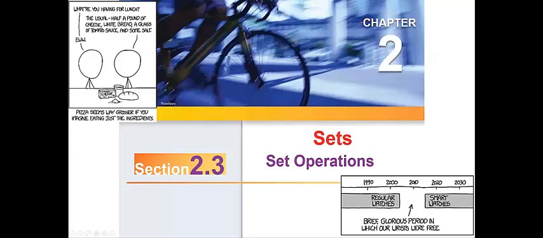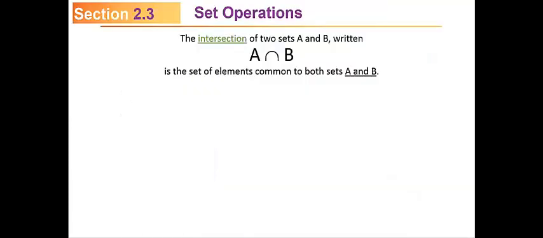We want to continue our discussion of Chapter 2 on sets by covering Section 2.3 on set operations. The intersection of two sets A and B, written as you see on the screen with the arch shape or upside down U shape between the sets A and B. That's the symbol for intersection. The intersection of two sets A and B is the set of elements common to both sets A and B.